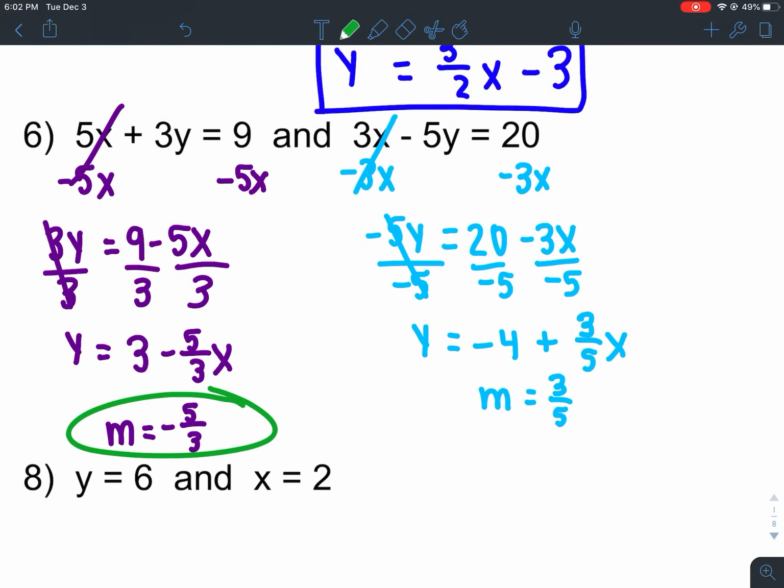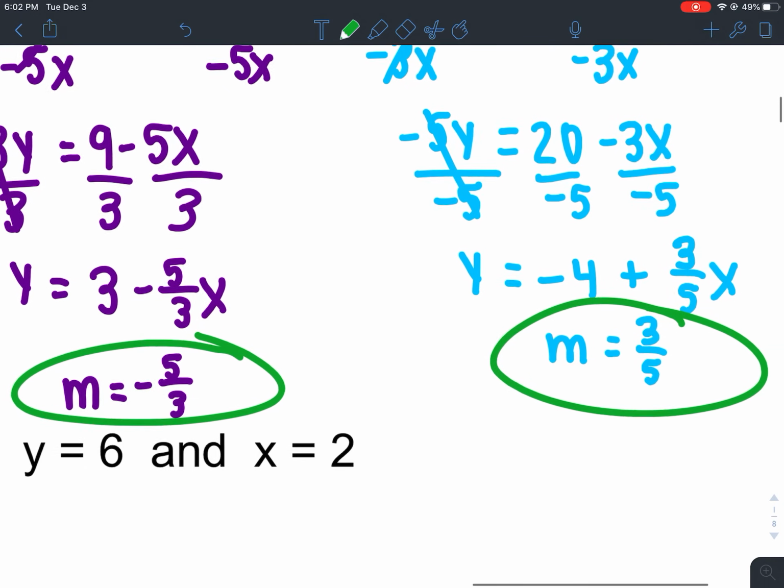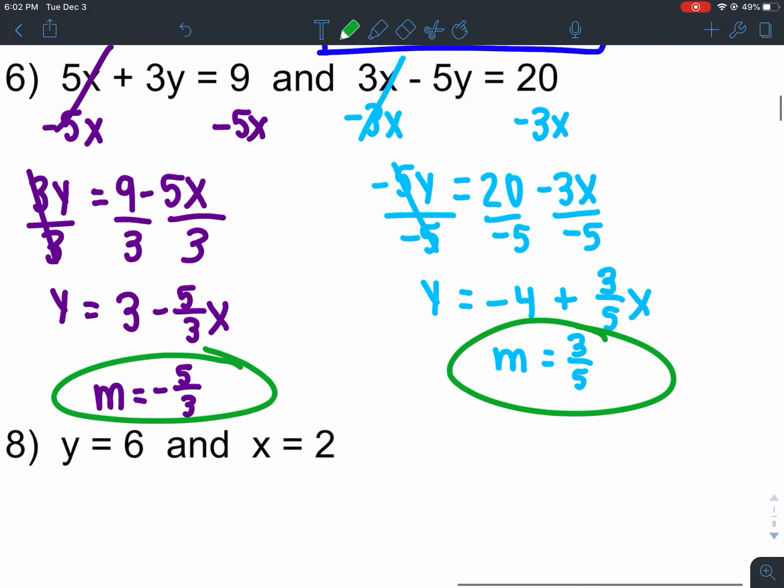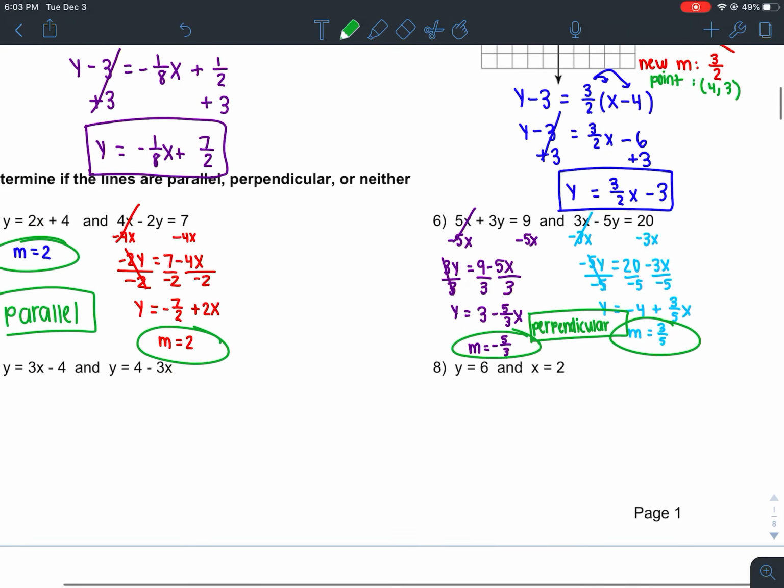What do we notice about these two slopes? Well, they're opposite reciprocals. One's negative, the other one's positive, and one's 5 over 3 and the other one's 3 over 5. So they're opposite signs and they're flipped fractions. Opposite reciprocals means I have perpendicular lines. All right, moving on.